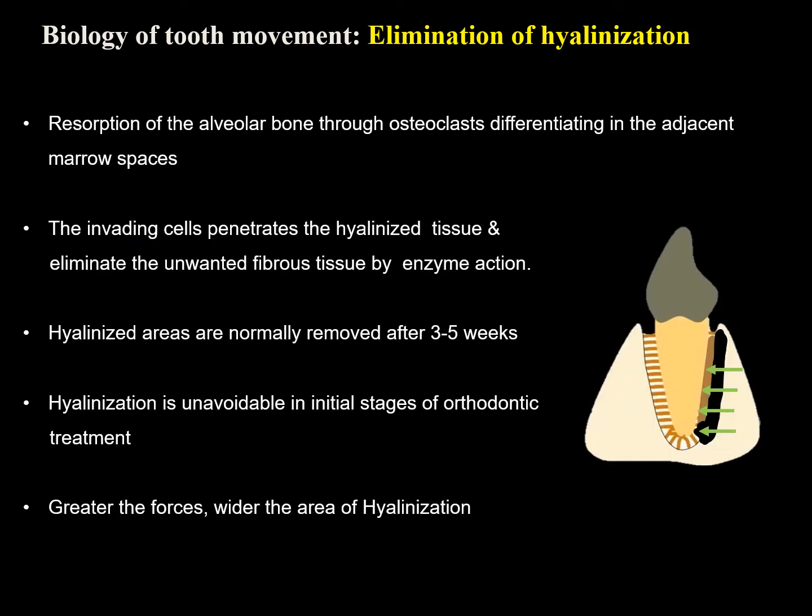So how do you eliminate hyalinization? This can usually be through the osteoclast differentiating in the adjacent marrow spaces and thereby resorption of the alveolar bone. Also, the cells will invade through the hyalinized tissues and remove the unwanted fibrous tissue by enzymatic action. Usually, it takes around 3 to 5 weeks for the hyalinized areas to be completely removed. Once the hyalinization is removed, osteoclastic activity can start and result in tooth movement.